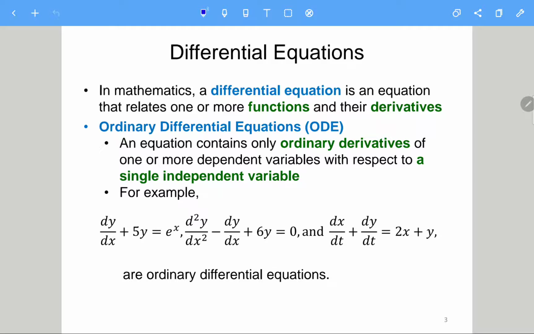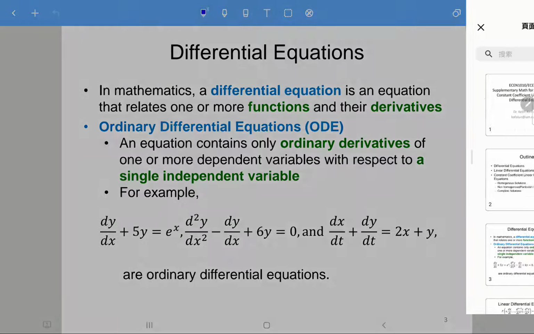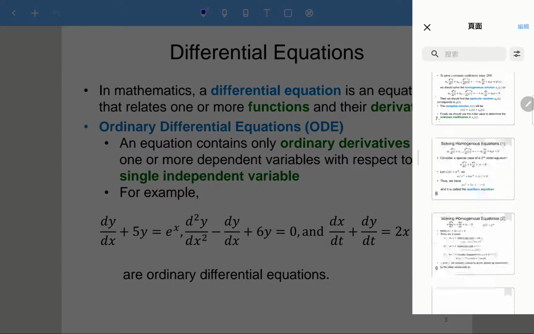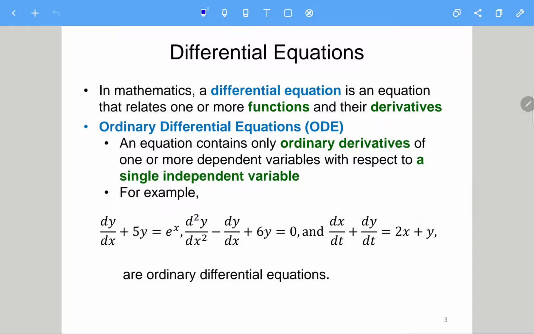So first, let's see, page 18. Yeah, so in mathematics, a differential equation is an equation that relates one or more functions and their derivatives. So I think in junior school, I suppose you learned how to solve an equation like 3x plus 2 equals 8, something like this.